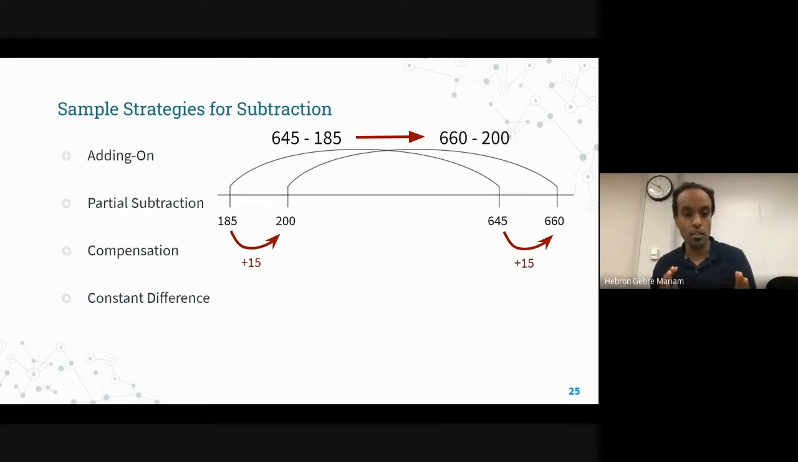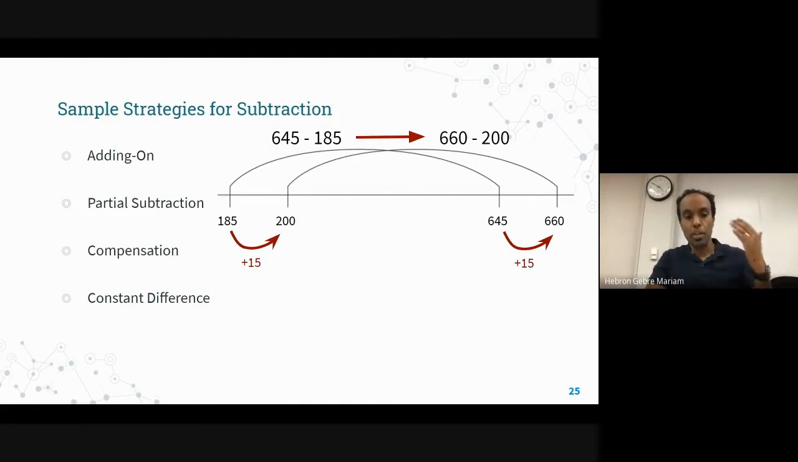So with that, in this case, we shifted our line by positive 15, or added 15 to both numbers, so that we can have a friendly number of 200. I've noticed that my smaller number, if I add 15 to it, gets to 200. That's easier for me to process. Doing that shifts my bigger number to, in this case, another friendly number, but it might not always. And then I can do the subtraction a bit easier when it's 660 minus 200 as opposed to 645 minus 185. So that's another strategy that we can use.